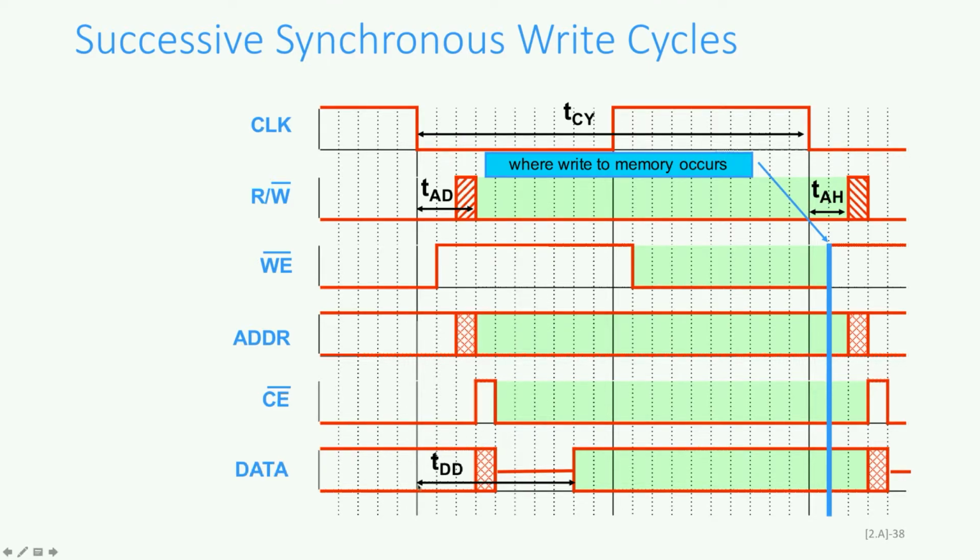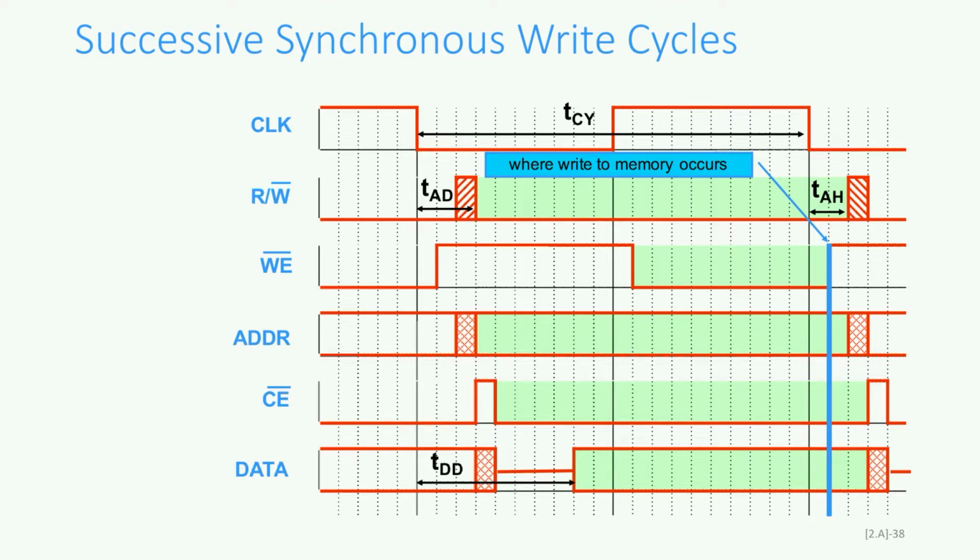When we're doing a write operation, the data is available immediately from the CPU, and he just places the data on the data bus after TDD time. So figuring out when the data bus becomes valid for a write operation is simply just looking at the falling edge of the clock cycle and then counting TDD into the future, and then that's when the data is going to become valid.